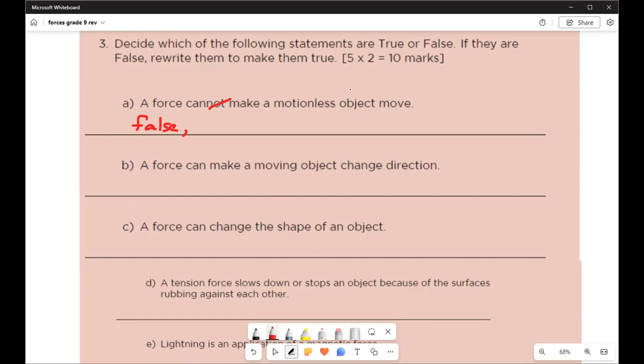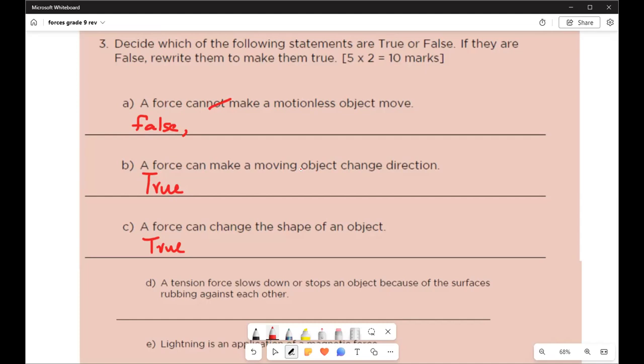Okay, perfect. Now let's see this one. A force can make a moving object change direction. This is very much true, right? And then also a force can change the shape of an object. That is true. For example, if you were to compress a tin can, the shape is going to change. The compression is called a force. And that force changes what? The shape of the object, right? Perfect. For example, to change the direction of an object, you can hit a tennis ball that is approaching you with a bat. It's going to move in an opposite direction.